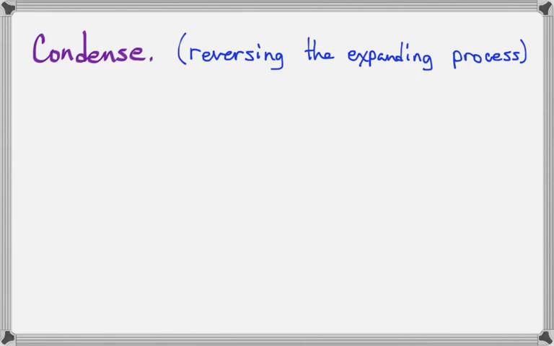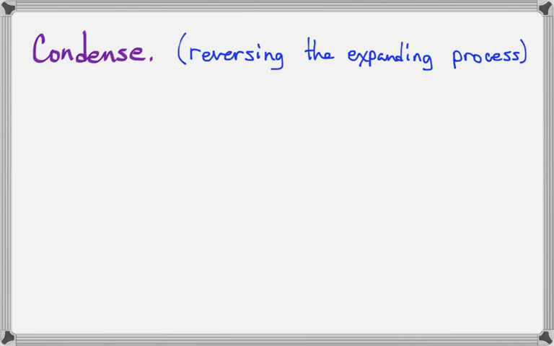Okay, now let's take a look at condensing. And condensing is exactly the opposite of expanding. It's just using the same rules, but instead of taking one log term and stretching it into several, we're going to be taking multiple log terms and condensing them or pushing them all back into one log term. In other words, we are reversing the expanding process.